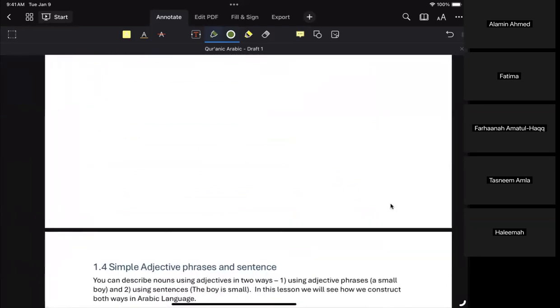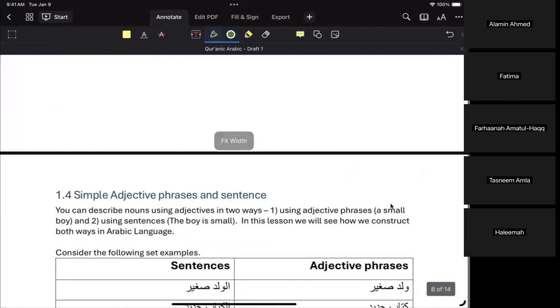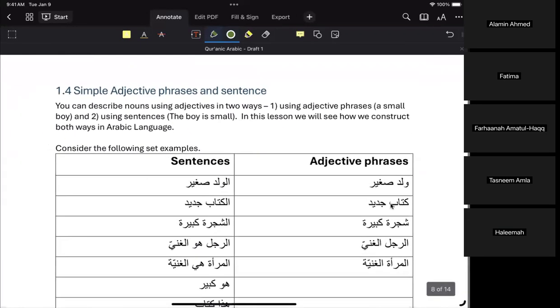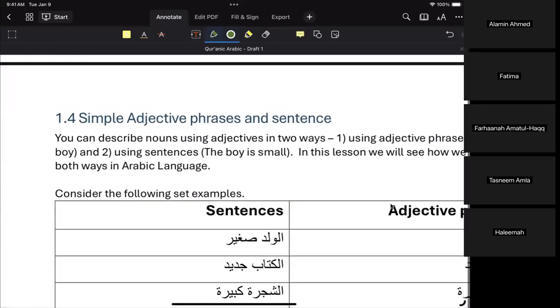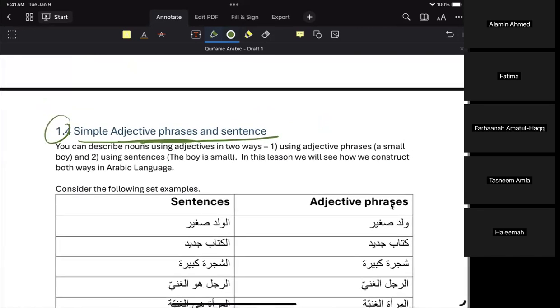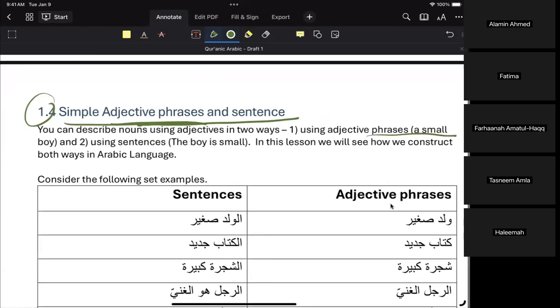Now I don't have so much time, but we will start talking about the next part, where we combine all of these rules that we learned together. We'll study simple adjective phrases and sentences. Now this is where we will see how we can use adjectives with nouns to make adjective phrases. Adjective phrases are like, for example, you say a small boy, and adjective sentences.